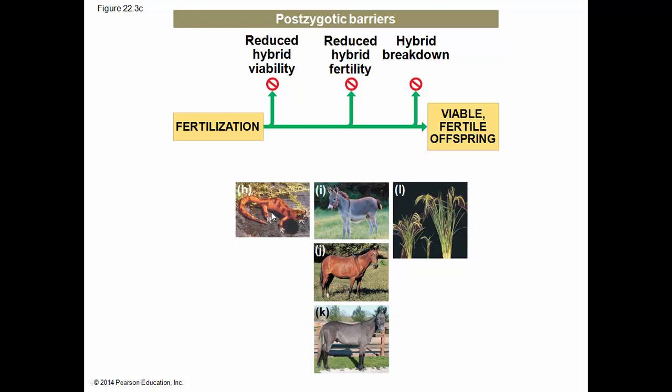It can be born and live, but in this case, its coloration is skewed so that it causes it to be conspicuous to predators. And for other reasons, it may also be less viable, less able to survive in the environment.